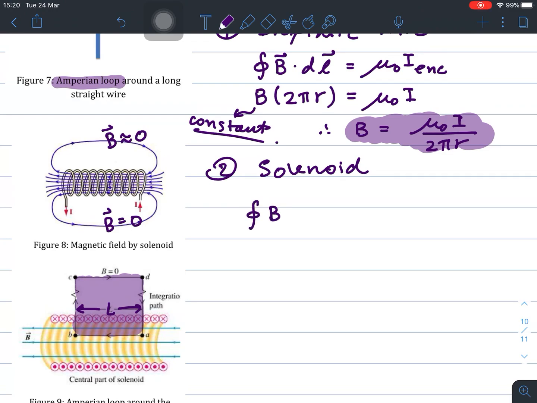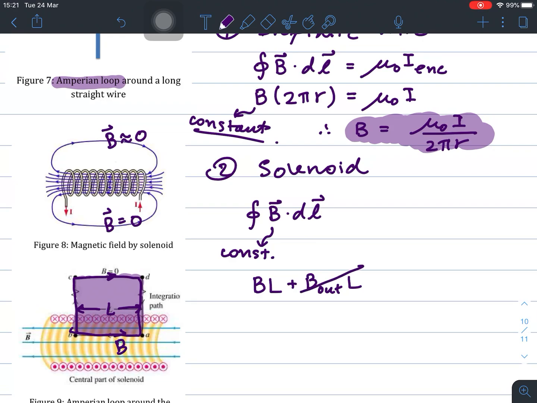If we try to do this integral, we also assume that the magnetic field within the solenoid is uniform. So again, B is a constant. When B is a constant, this integral simplifies into just the product of B within the solenoid and the length that we have given. And if we go along the whole loop, we also have B outside times L, which is approximately 0. So on the left-hand side we just get BL, and on the right-hand side it is mu 0 times I enclosed.